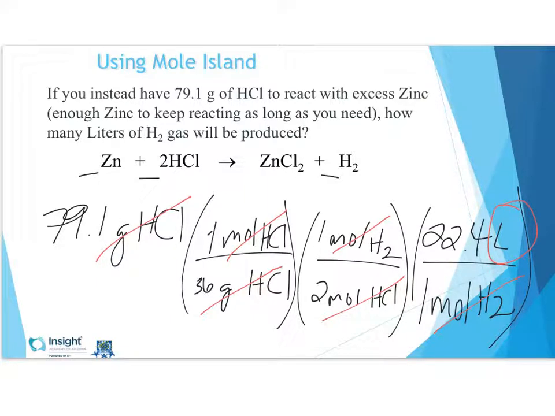I'm going to do 79.1 times 22.4, because that's all on the top. I'm ignoring the ones because multiplying by 1 doesn't change anything. And then I'm going to divide by the numbers on the bottom, so divided by 36, and divide by 2, and I get 24.6 liters of H2. That's my final answer.